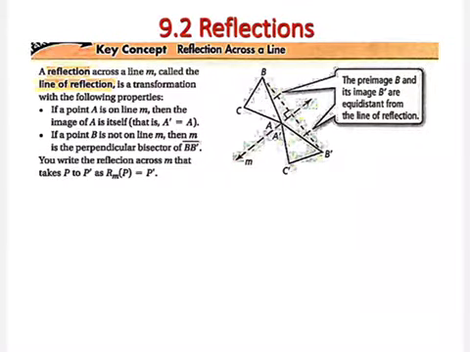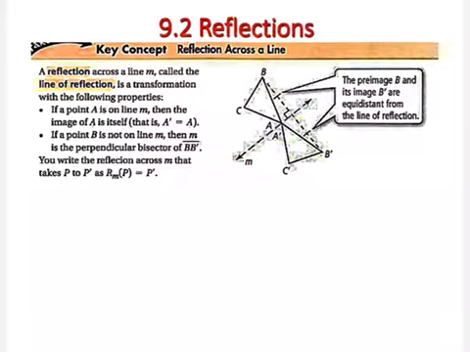A reflection across a line M, called the line of reflection, is a transformation with the following properties. If your point is on the line of reflection, then it is its own image. So in this case, A is the image and the preimage.